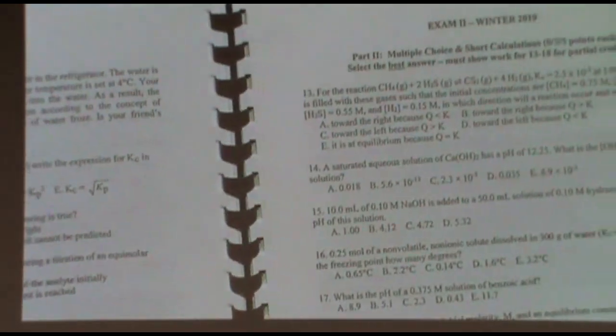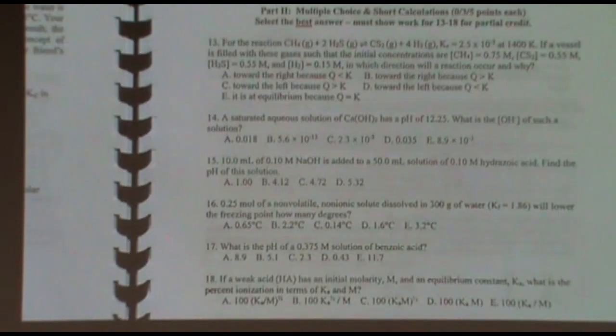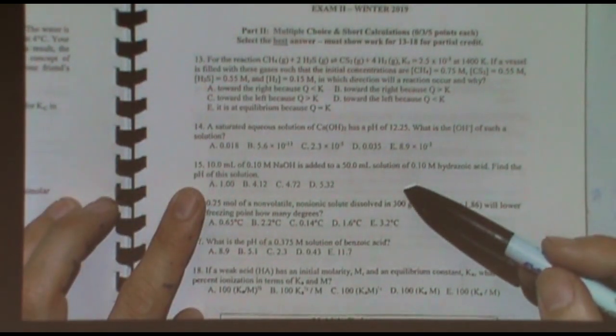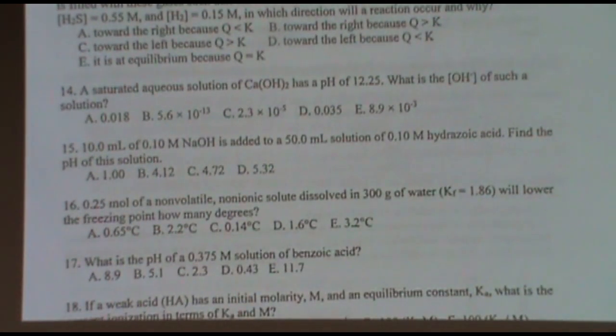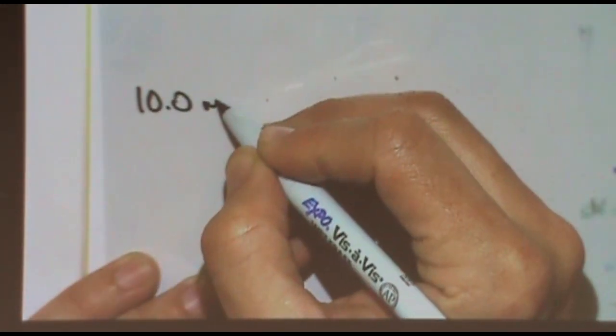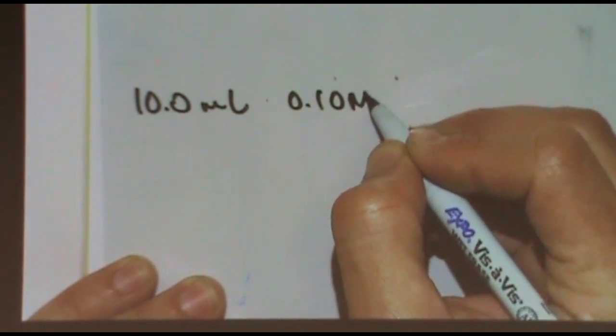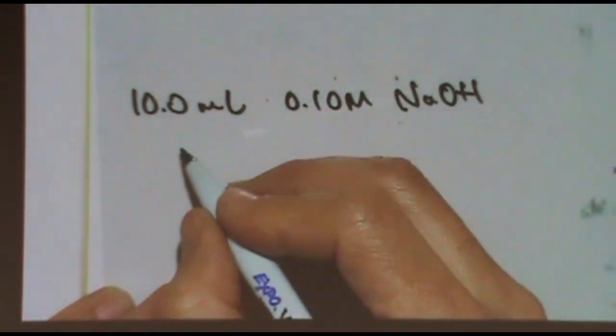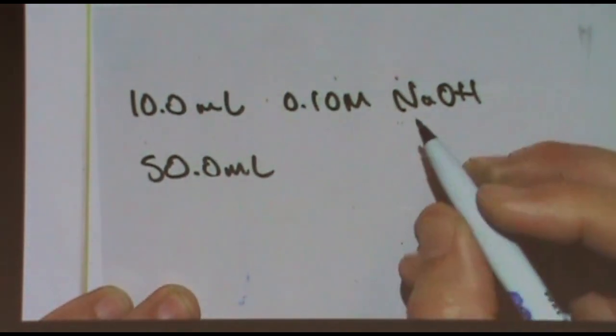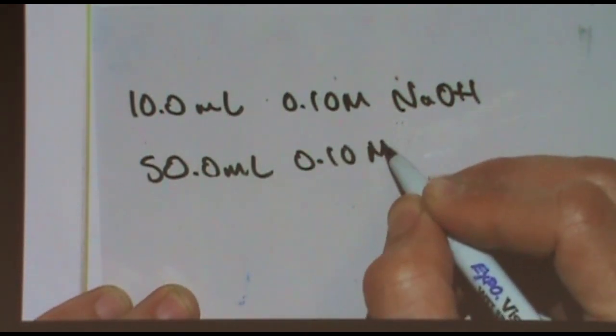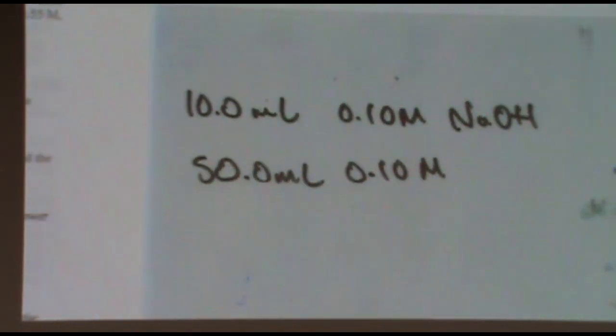Page 61, everybody. We're looking at multiple choice number 15. This is winter 19. Okay, we want to find the pH of this. It's in the calculation section, so I'm thinking probably I'm supposed to do a calculation, if I have written the test correctly. We have 10 milliliters of 0.10 molar NaOH added to 50 milliliters of 0.10 molar hydrazoic acid. Where do I find that?